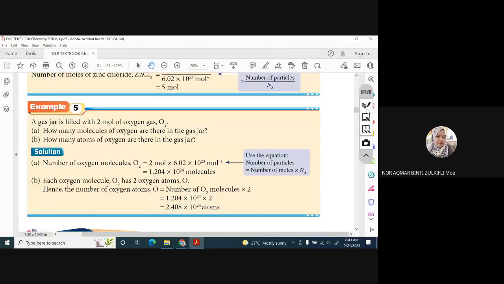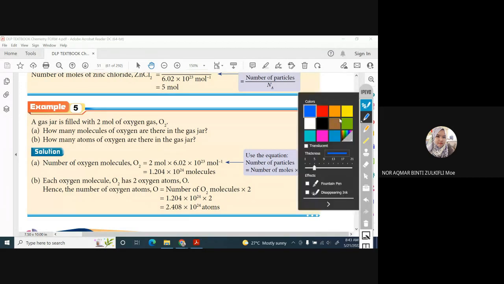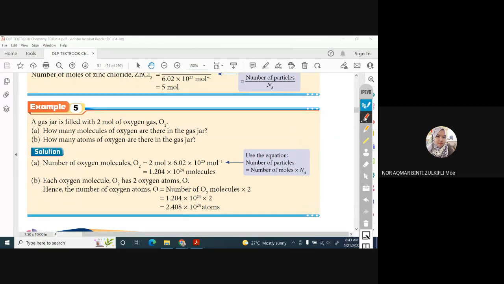Okay, this one is a bit harder. You have to read it carefully. This one is a combination from example 3 and example 4 just now.